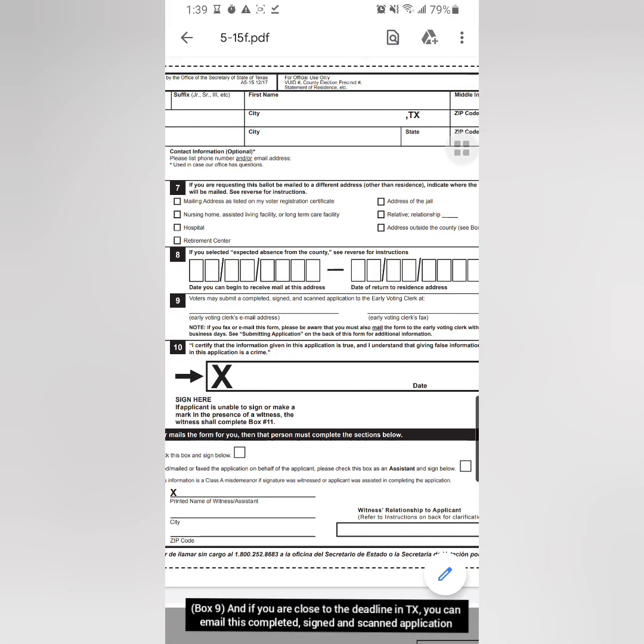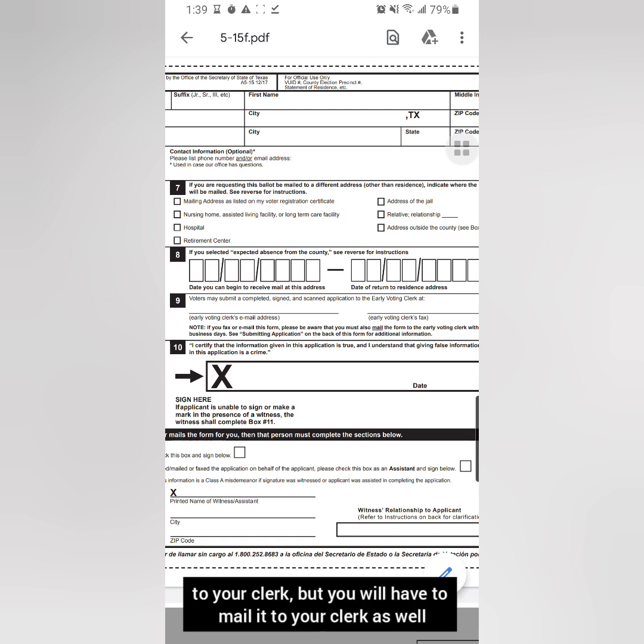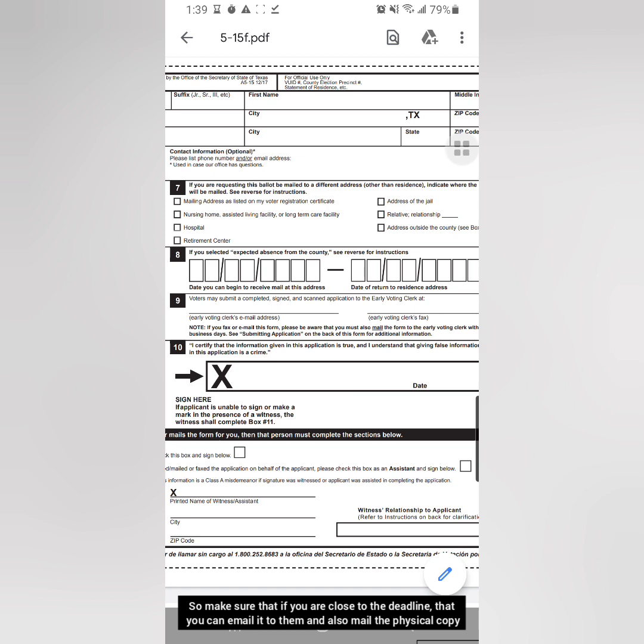And if you are close to the deadline in Texas, you can email this completed, signed, and scanned application to your clerk, but you will have to mail it as well. So make sure if you are at a tight deadline, make sure that you scan it to them by email quickly and then send your physical application in the mail right away as well.